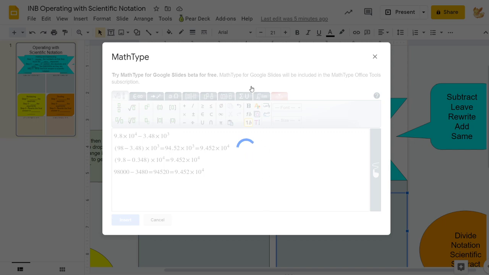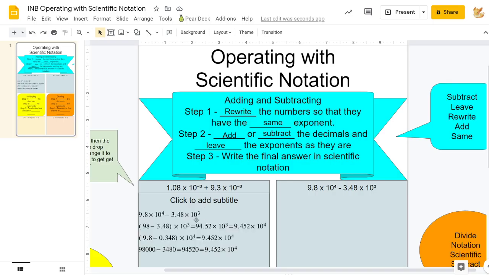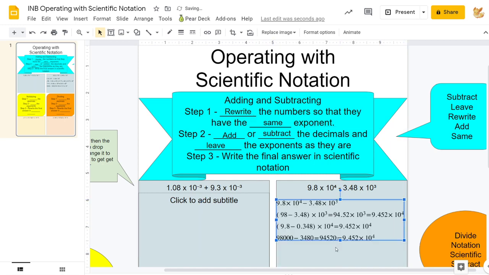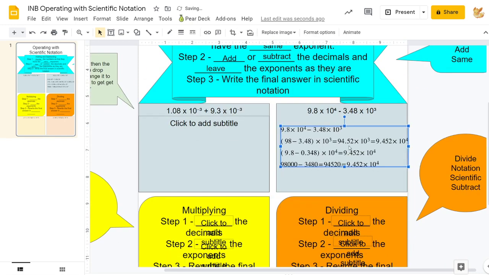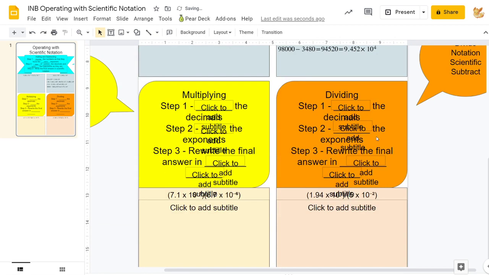So I'm going to click insert, and it's going to make it for me, and it put it over here. I want it over here. And there we go. That is adding and subtracting for you.